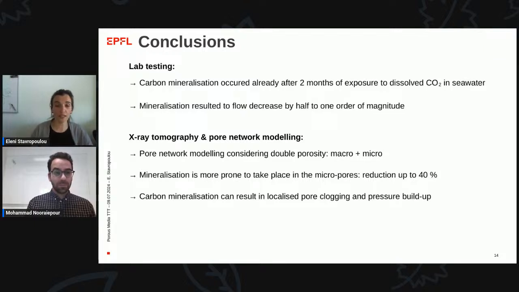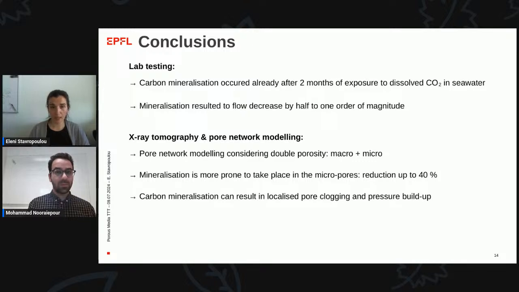To study the potential impact of mineralization on the flow properties and these changes in the flow, we considered a double porosity model, considering macro and micro porosity, and we found that mineralization is more prone to take place in the small pores, and this meant a reduction by up to 40%. Finally, these tools that we developed and used were able to prove that carbon mineralization can result in localized pore clogging and pressure buildup, which is something that, if we are trying to upscale, might be quite critical.